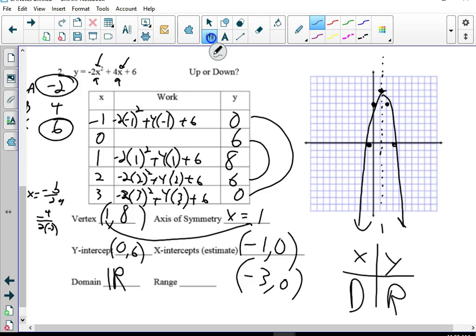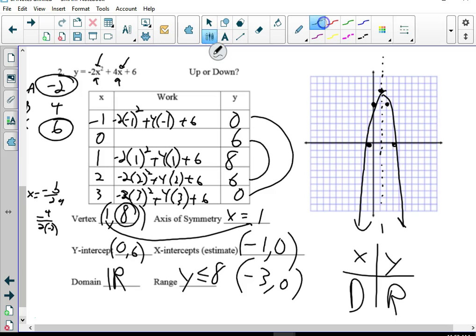Range. Does it have a high point or a low point? High. Does it hit the ceiling or the floor? Ceiling. Where is the ceiling at? Up. It's at 8, right? Is it going greater or less than? Less than, right? So y is less than or equal to 8. In Algebra 2, you'll learn something else, but for now, in Algebra 1, that's what we're reading at. That's it. That's all we're doing.